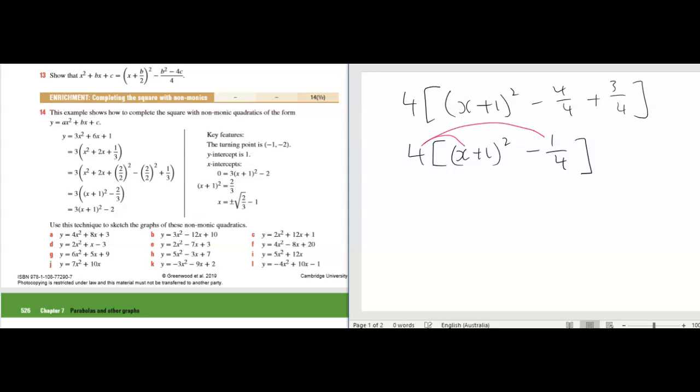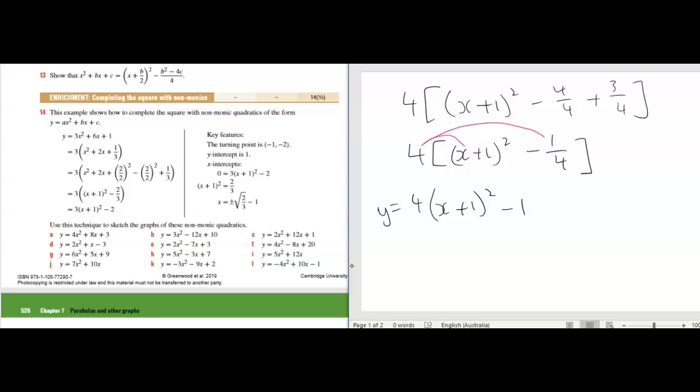Now this 4 out the front multiplies both. Sometimes people forget that, and that's why it's important to do the square brackets. You can see here they've used curved brackets. I like square brackets because curved brackets say, I'm just keeping things together, whereas square brackets are like, take notice of me, I'm important, don't forget about me. So let's just expand. The 4 comes with this bracket, and then 4 times negative 1/4, so 4 times a quarter gives you 1. And there is your quadratic. Because it's an equation, we'll put the y equals on the front.